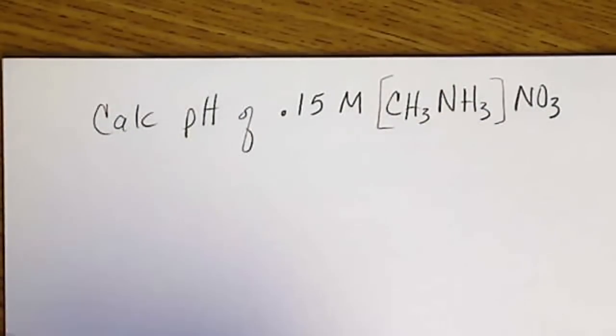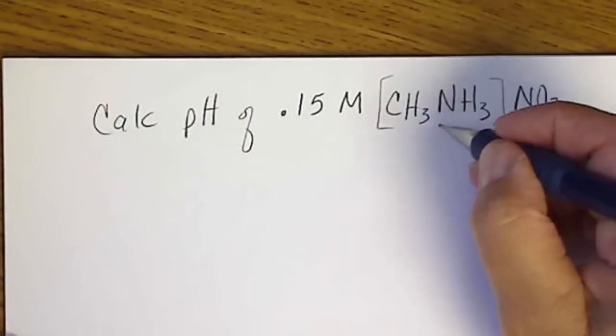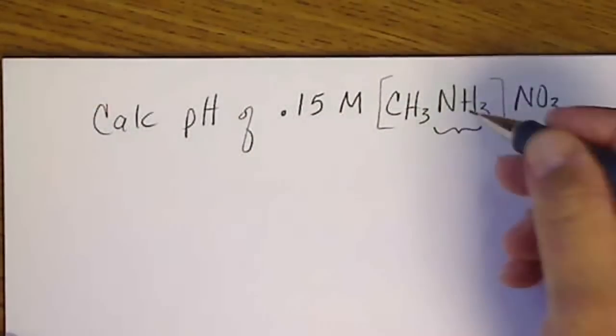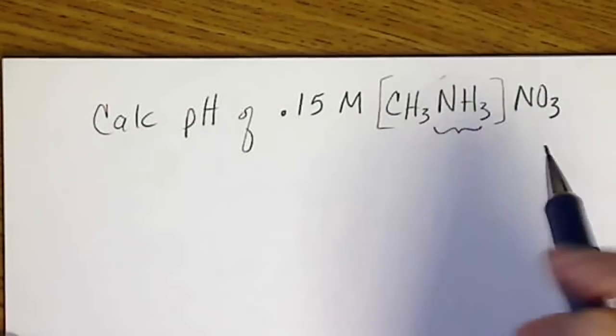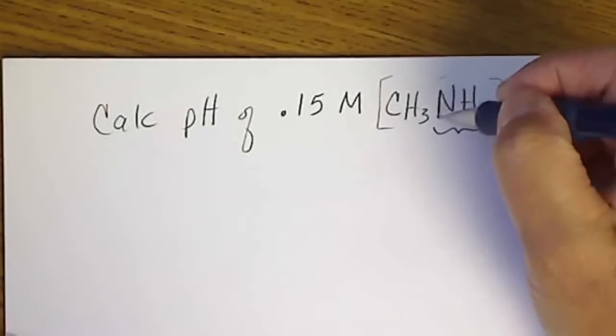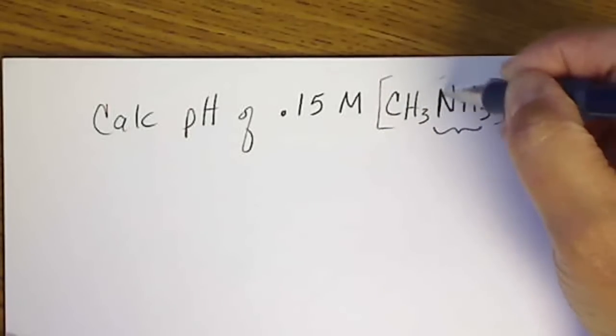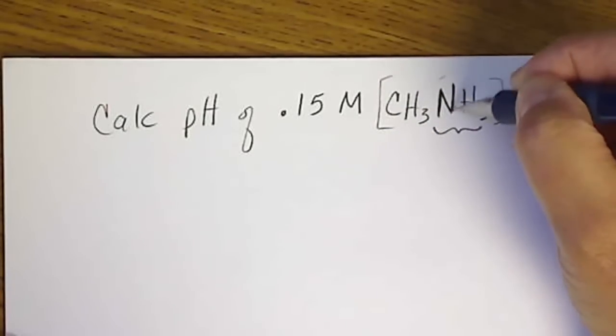So anytime we see a nasty formula like this, we want to look for an NH group. Here we're going to have, well, this actually won't have a lone pair on it, but the nitrogen is a clue that we're looking at for conjugates of weak bases.